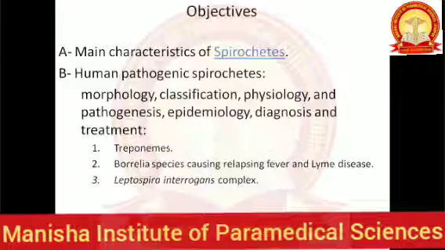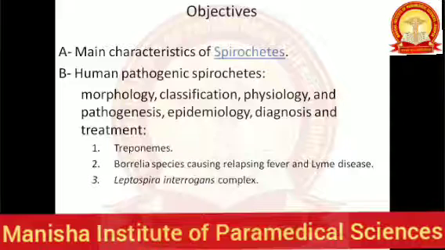Now let us talk. In this discussion of mine, the first thing I'm going to talk about is the main characteristics of spirochetes, where we are going to see the different types of spirochetes and the general features of their cell. And the second thing we are going to talk about is the human pathogenic spirochetes.